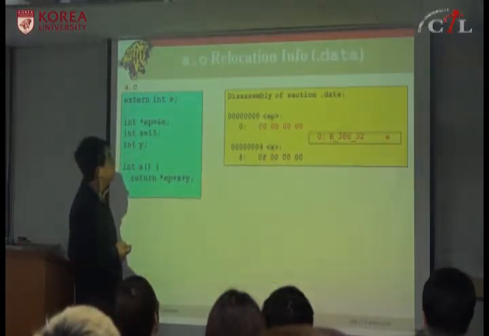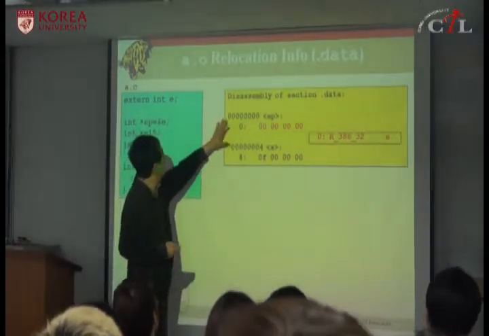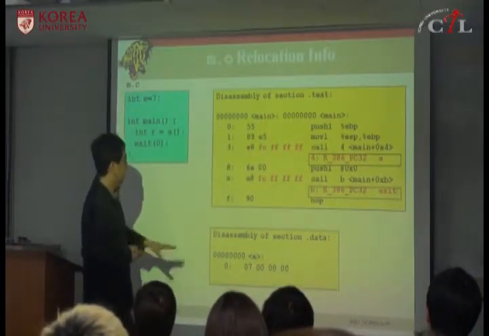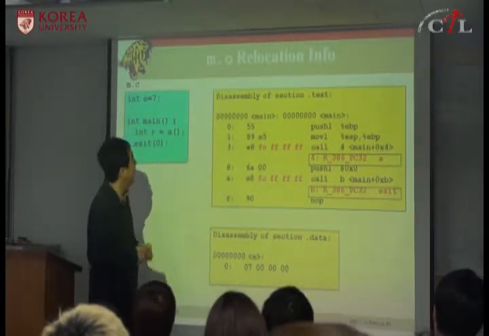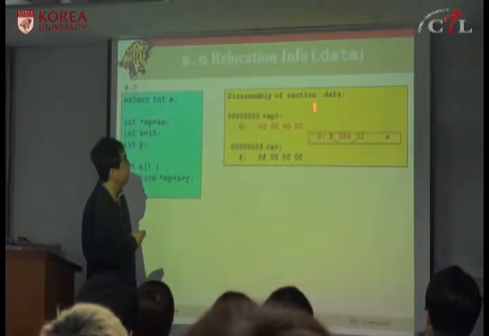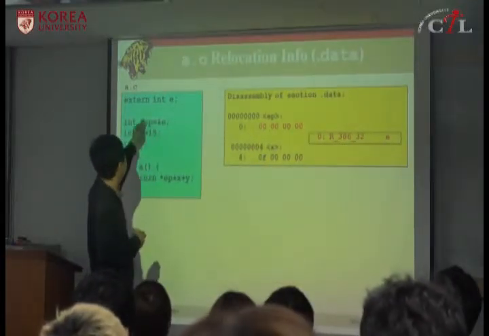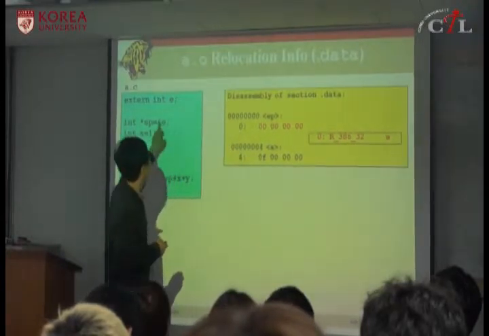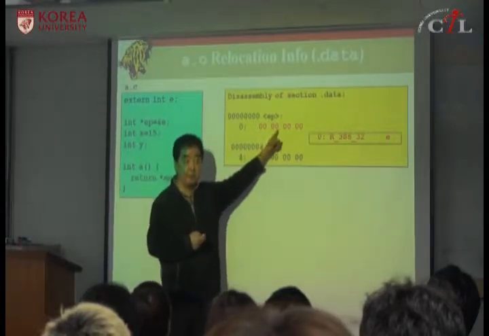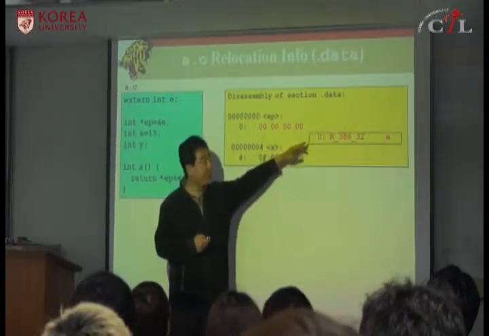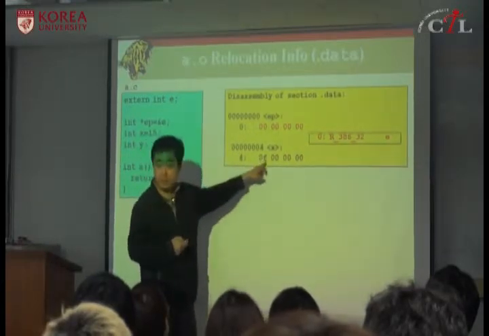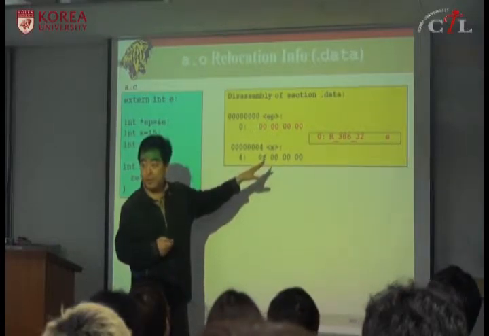And the data segment, so this is the data segment for m.o. You have only one variable, one symbol. This is the data segment from a.o. You have two symbols, EP and X. And the initial value of EP should be the address of E, which is also unknown. So you mark this using the relocation information. Okay?